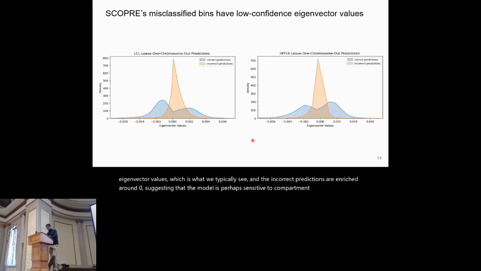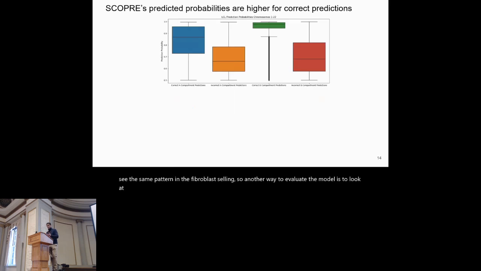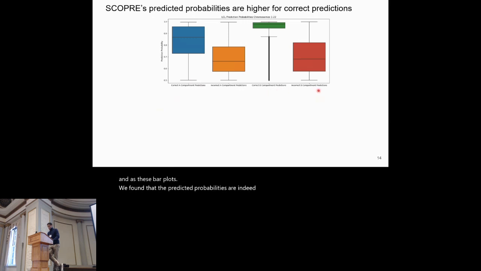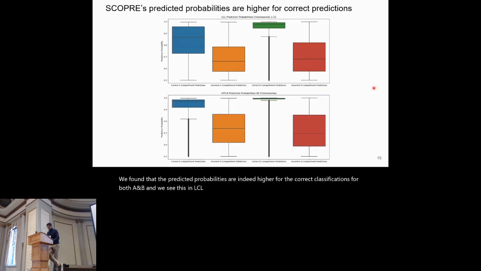We also see the same pattern in the fibroblast cell line. So another way to evaluate the model is to look at the predicted probabilities, because at the end of the day, SCOPRE is predicting probabilities. And as these bar plots show, we found that the predicted probabilities are indeed higher for the correct classifications for both A and B. And we see this in LCL as well as in the fibroblast cell line.